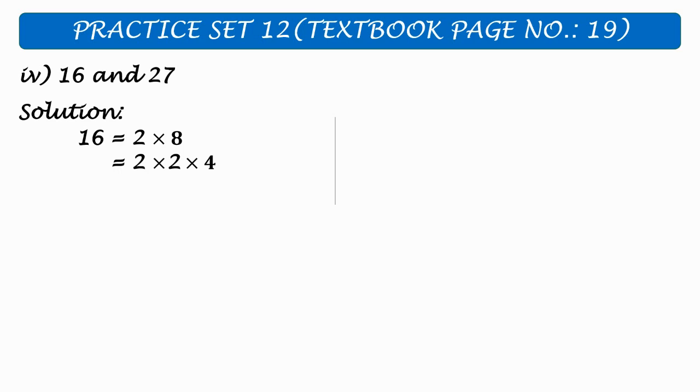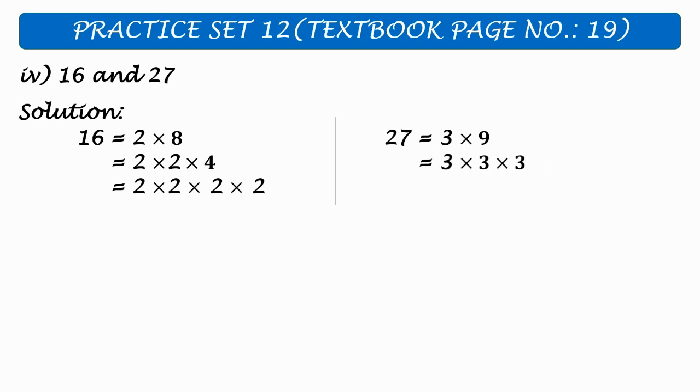So we can write the prime factors of 16 in the product form as 2 multiplied by 2 multiplied by 2 multiplied by 2. Similarly, we will be writing the prime factors for 27, as we know that 27 is equal to 3 multiplied by 9, and further we have to factorize 9. We know that 3 multiplied by 3 is 9, so we can write the prime factors in the product form of 27 as 3 multiplied by 3 multiplied by 3.